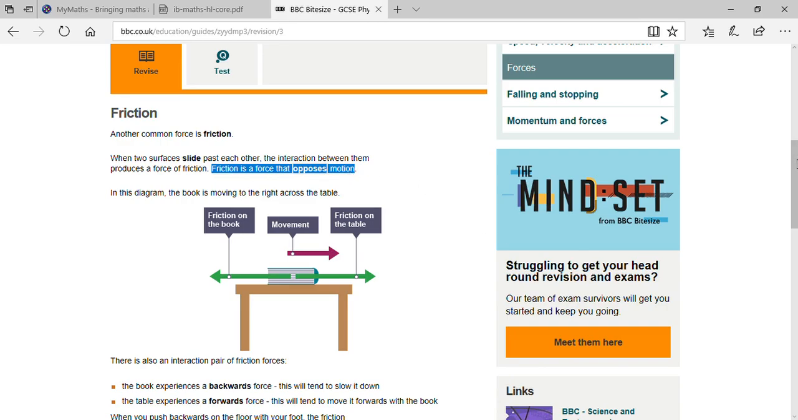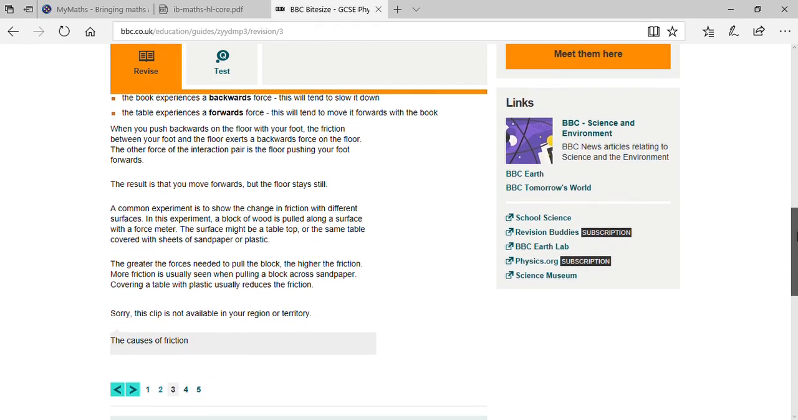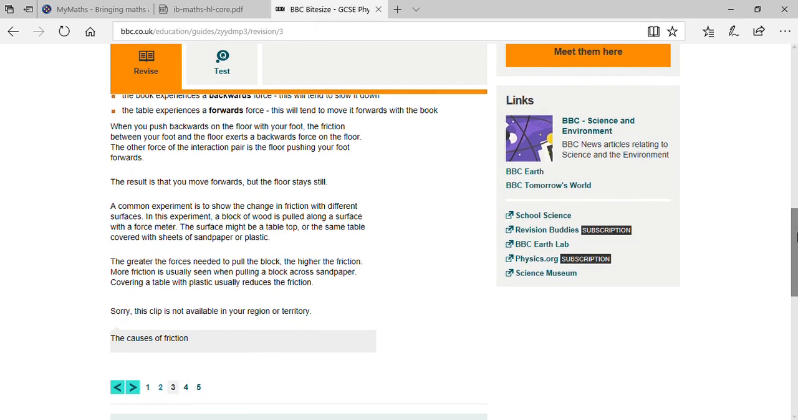Or you can also understand that the cause which obstructs the motion of an object is known as friction. Clear, beta? You can also understand it this way: when you push backward on the floor with your foot, the friction between your foot and the floor exerts a forward force on you, and that's why you are able to move in the forward direction. The greater the force, the more the motion, or the more the object will be displaced.